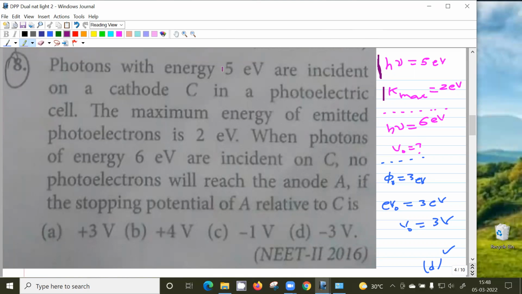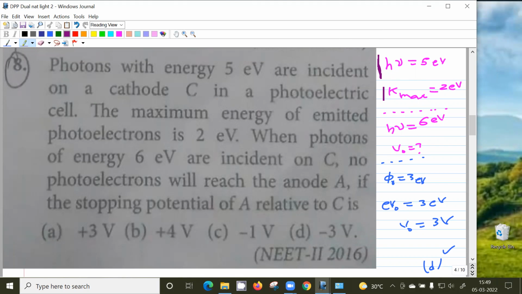Maximum energy of electron means the kinetic energy. Okay. And the second condition, or second case, is h nu is 6. So you have to find the stopping potential for this second case. So from the first set of data, what information can you get? Work function, sir. Yeah. So how much is it?